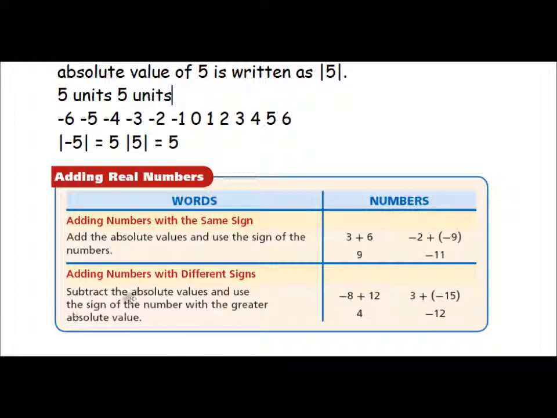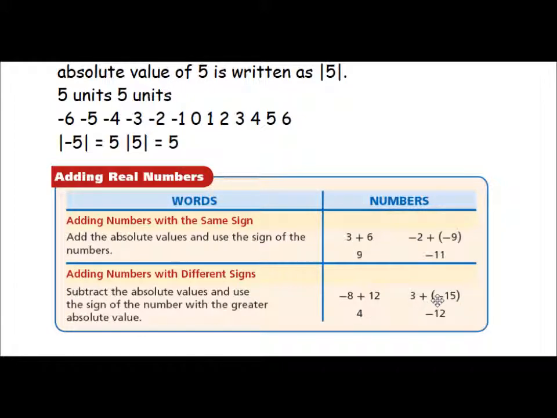Adding numbers with different signs: subtract the absolute values and use the sign of the number with the greater absolute value. So here we have different signs, so we have to subtract the absolute values. That means 12 minus 8. 12 minus 8 is 4. And then we put the sign of whichever number has the greater absolute value. Which one has the greater absolute value? 12. 12 has a positive sign. So the answer will have a positive value.